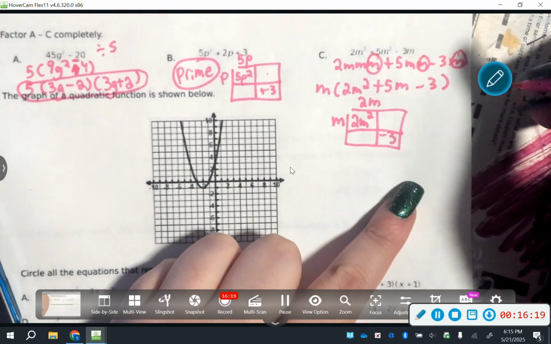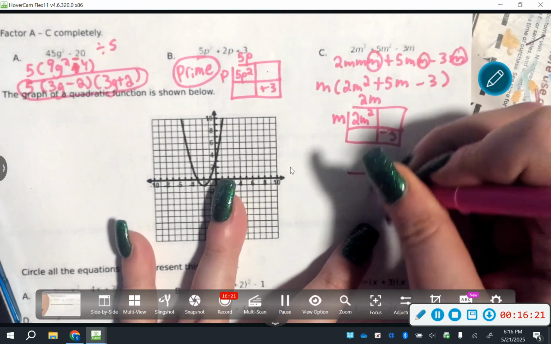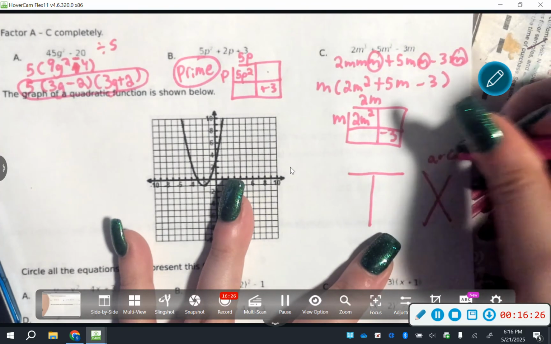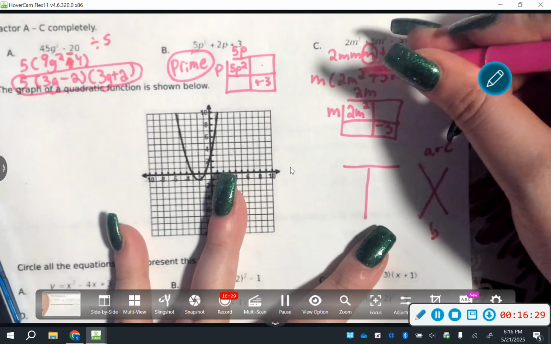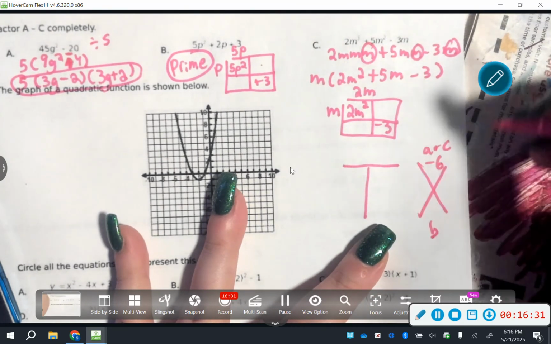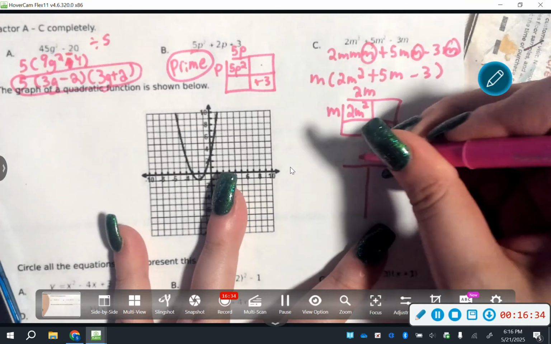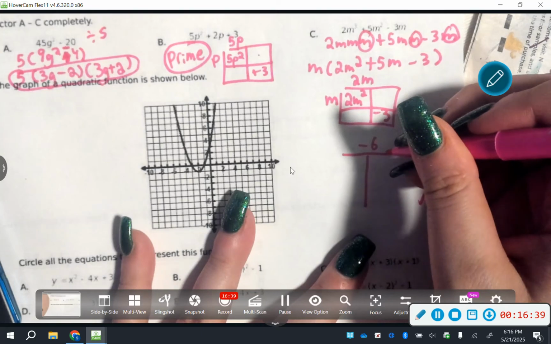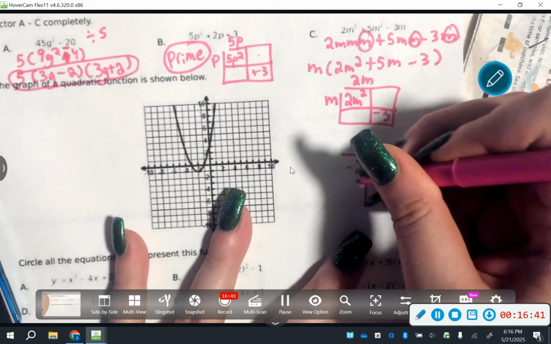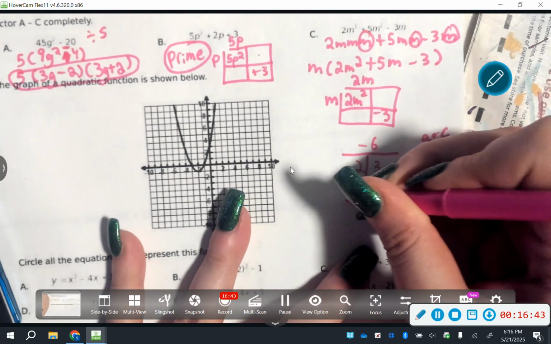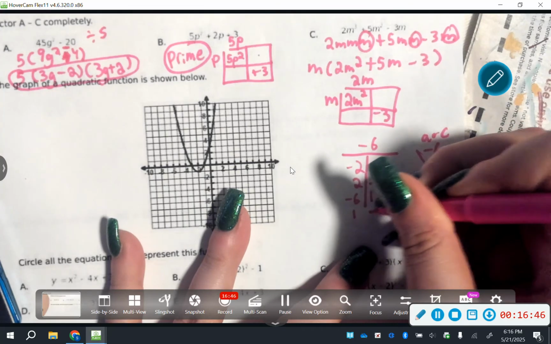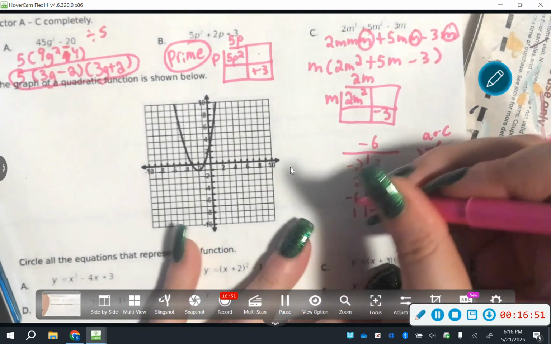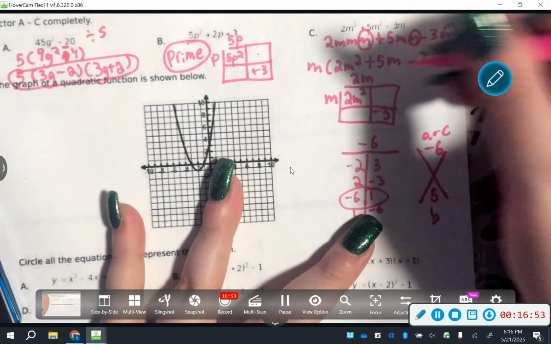Or if you wanted to, you could do your big Texas. Remember, this is your A times C. This is your B. 2 times negative 3 is negative 6. My B is 5. We need things that multiply to negative 6 that add up to 5. Well, things that multiply to negative 6 are like negative 2 and 3, 2 and negative 3, negative 6 and 1, 1 and negative 6. Which one of those is going to get us a positive 5? This one, so that's what goes in our box.